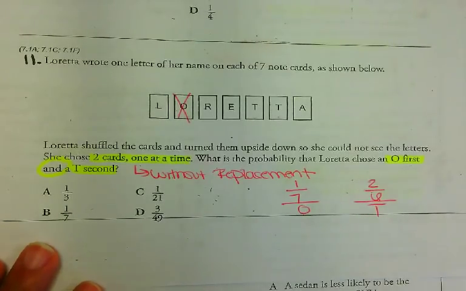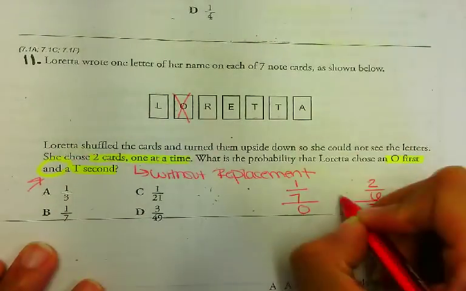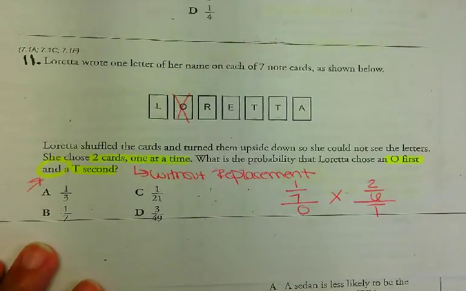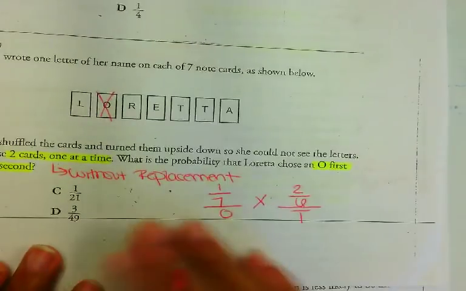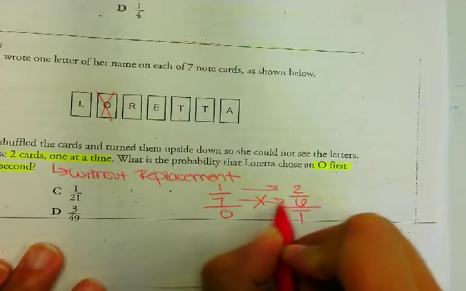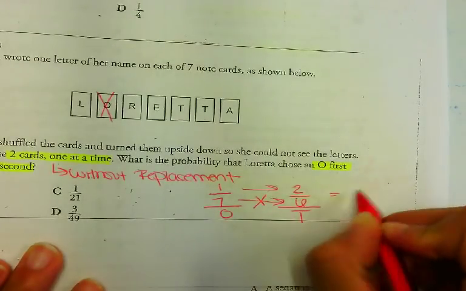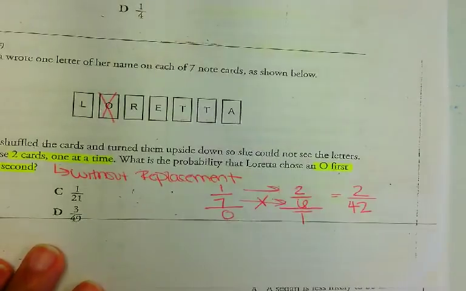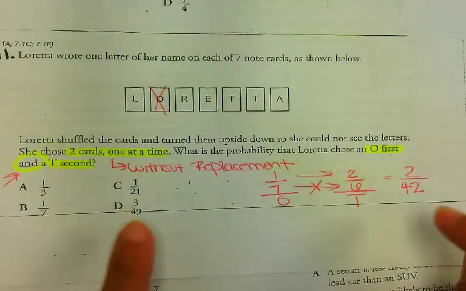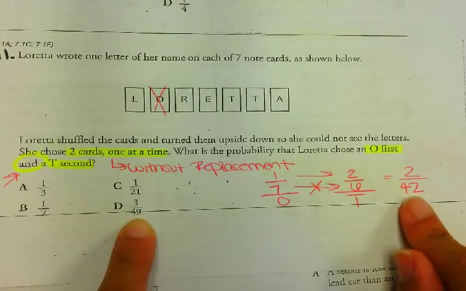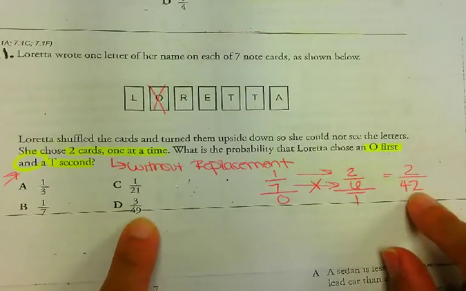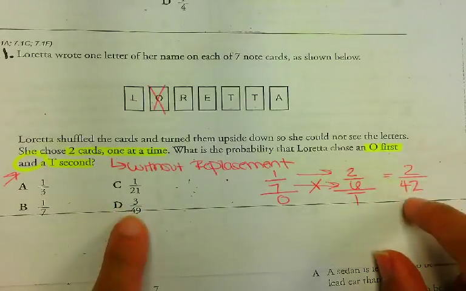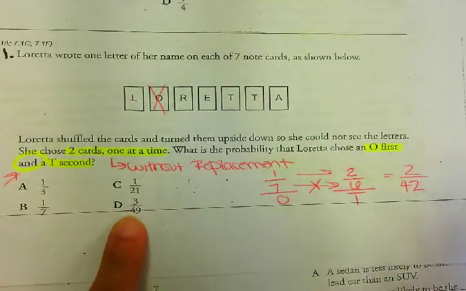Alright, and now we have this and, which means multiply. So when I multiply across, 1 times 2 is 2. 7 times 6 is 42. And so now if we look, my number is not there. Yes, this is a 49 and yes, this is a 42, but just because they are alike does not mean that we pick that. Oh, hey, that's closest, so I'm going to pick no.